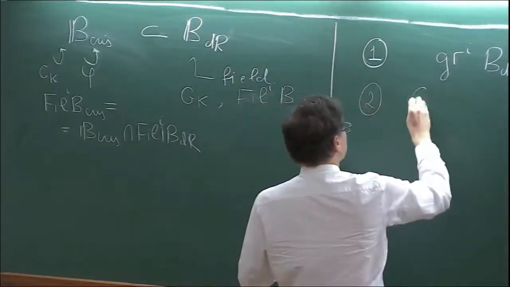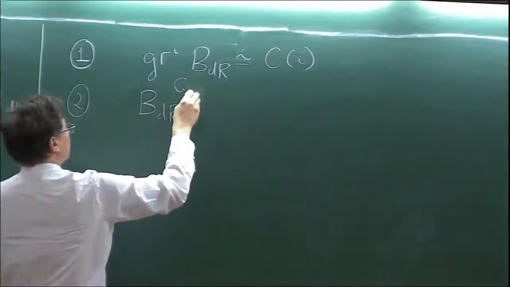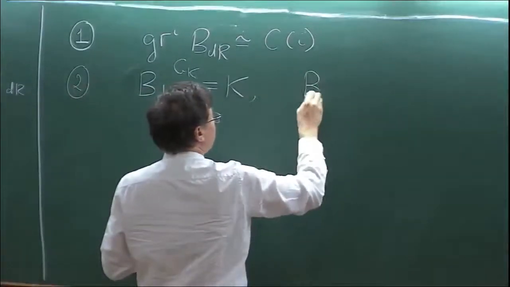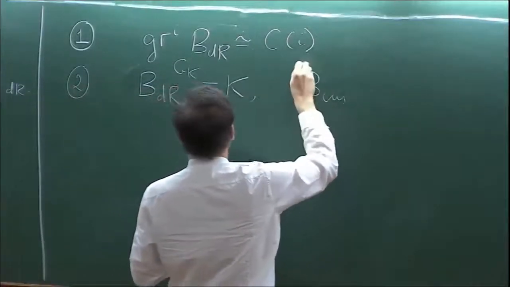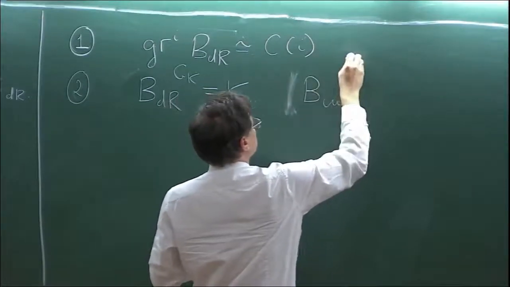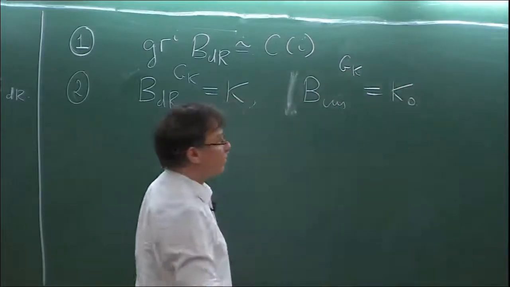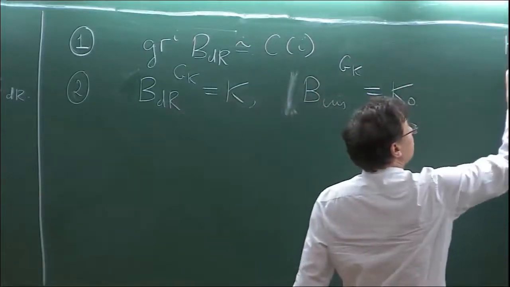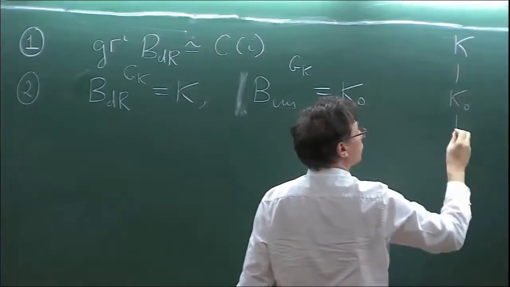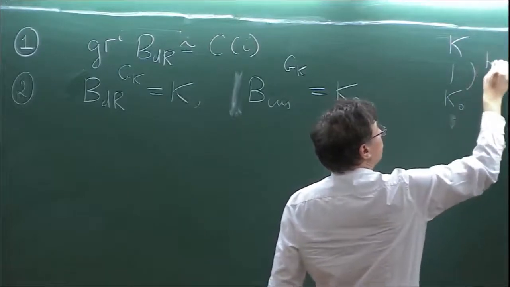The Galois invariants of B_dR are K, and the Galois invariants of B_cris are K_0, where K_0 is, as before, the maximal unramified subextension of K. So this is totally ramified.